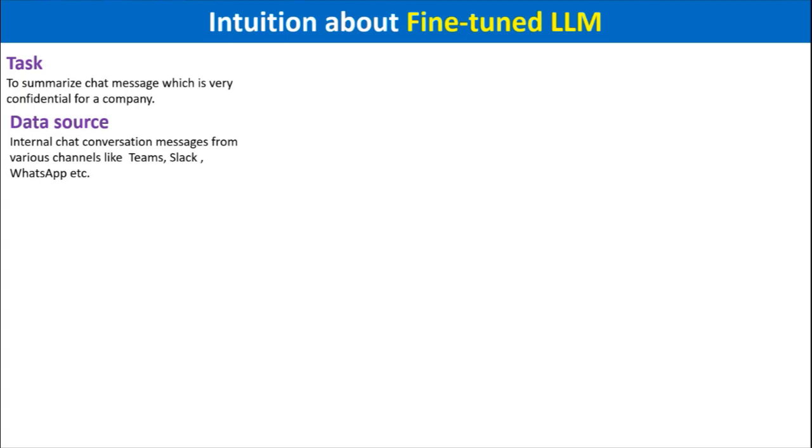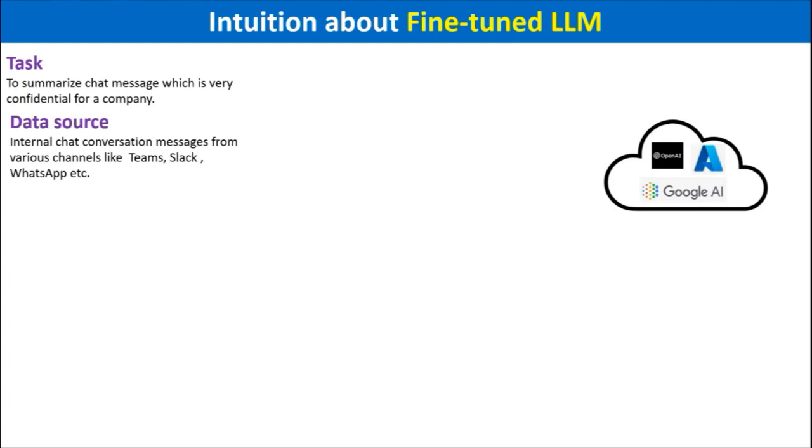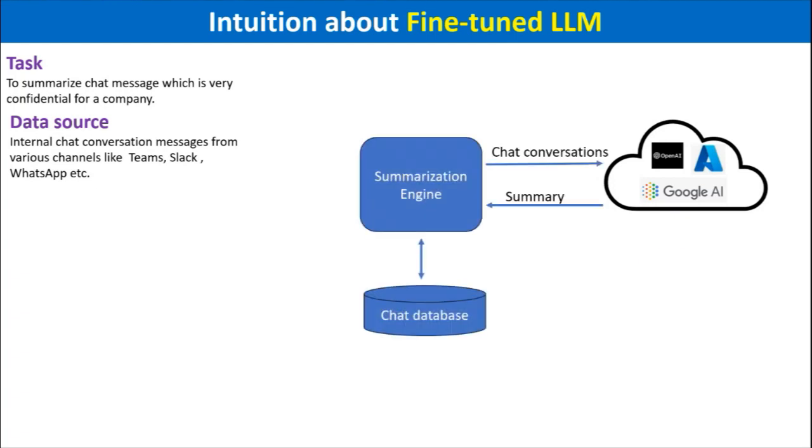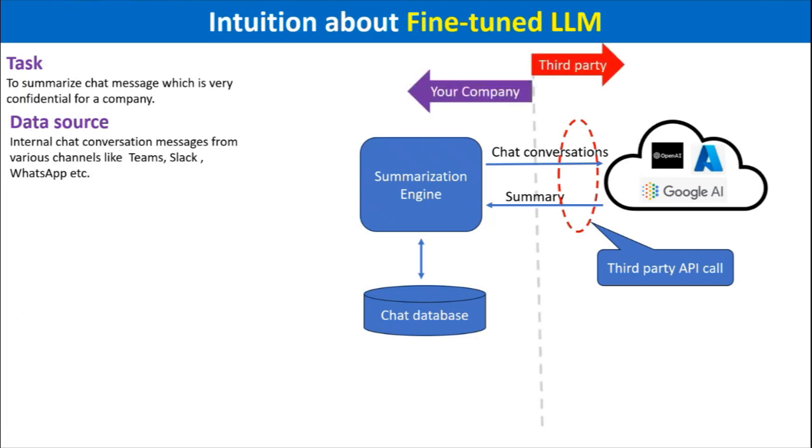Initially, the straightforward option might seem to be leveraging a third-party LLM platform. This approach involves simply calling their API, sending the chat conversations, and receiving the summary as an output. It appears to be a quick and easy solution. However, there is a significant drawback. Your management has raised concerns about the security of sensitive chat data. Consequently, they have decided against exposing this confidential information to third-party APIs.